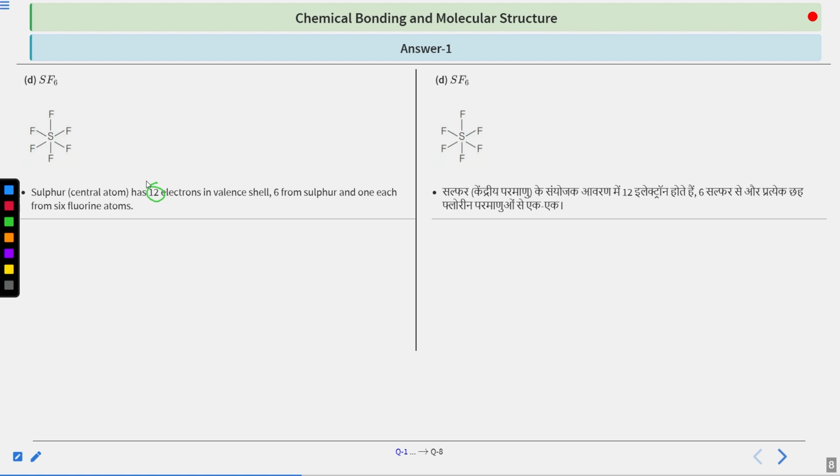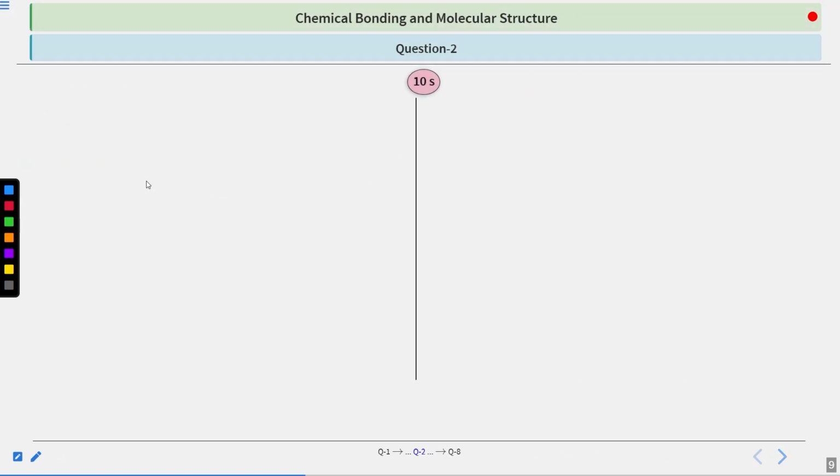So two of them are hypervalent. One is electron deficient and one is electron adequate. Okay, so this is the classification, I would say. So this is for question 1. Now moving on to the next question. Question number 2.